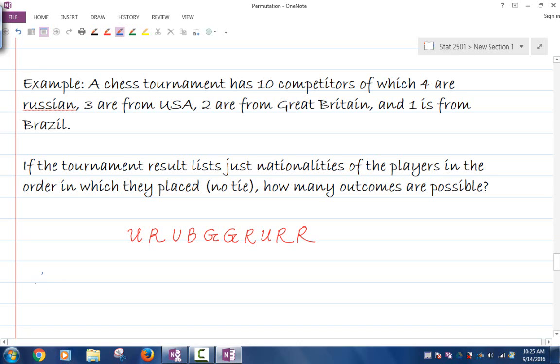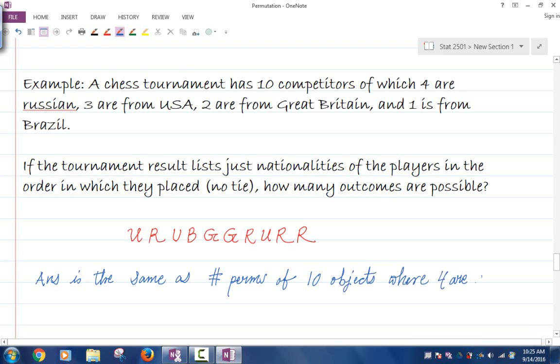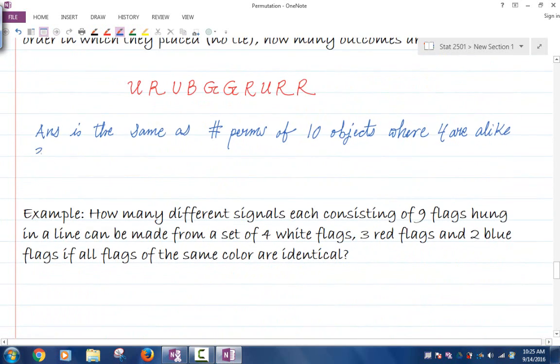So the answer is the same as the number of permutations of 10 objects where 4 are alike, 3 are alike, and 2 are alike.